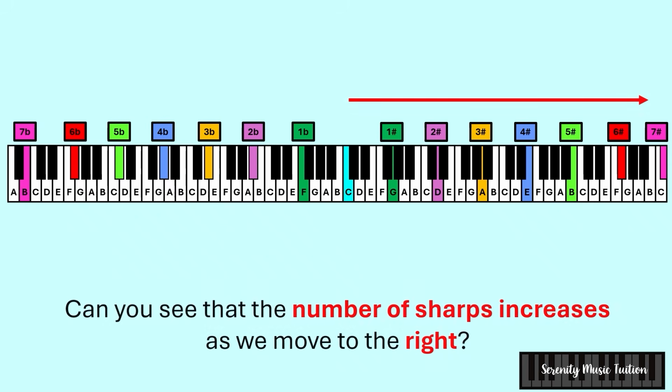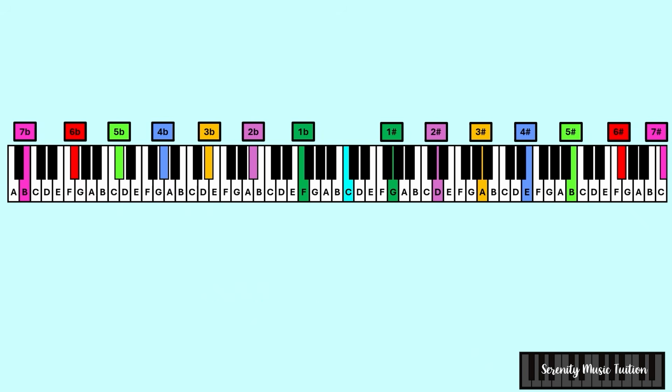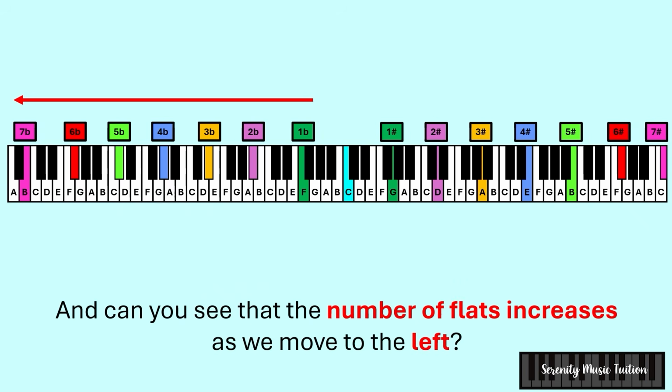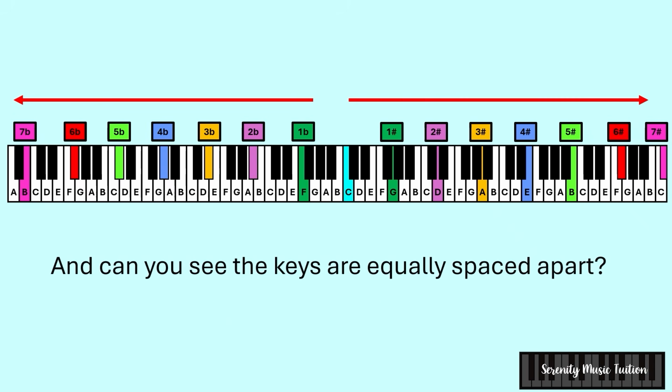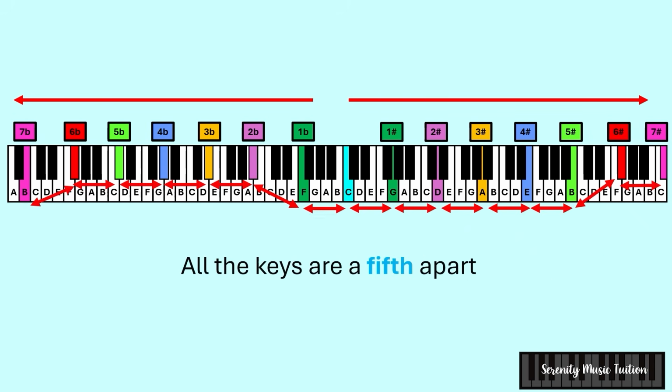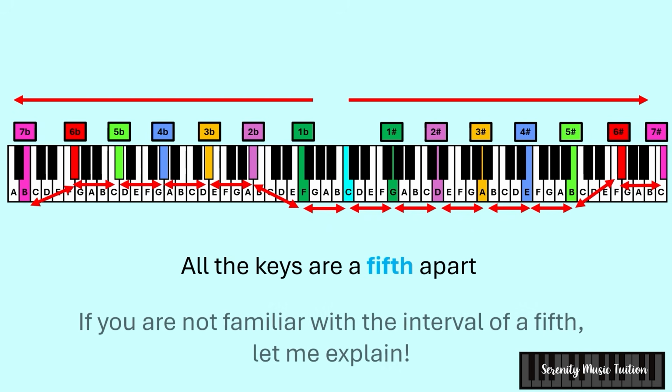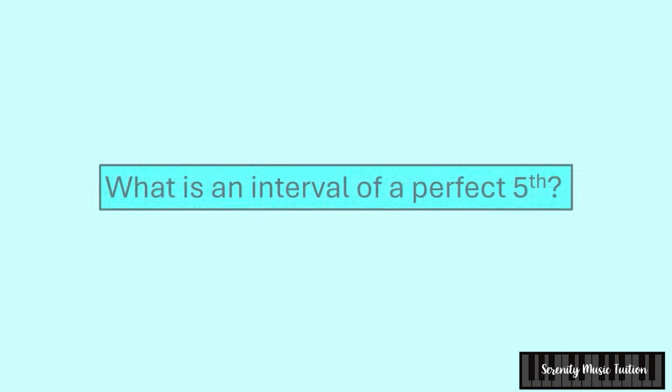Can you see that the number of sharps increases as we move to the right? And can you see that the number of flats increases as we move to the left? And can you see the keys are equally spaced apart? All the keys are a fifth apart. If you are not familiar with the interval of a fifth, let me explain.